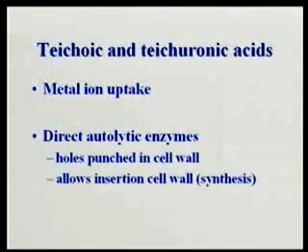But wasn't phosphate the positive ion and negative? Did I say positive? If I said positive, then I screwed up. I meant phosphate is a negative ion. Phosphate is negatively charged, so the negatively charged teichoic acid is involved in taking up positive metal ions.